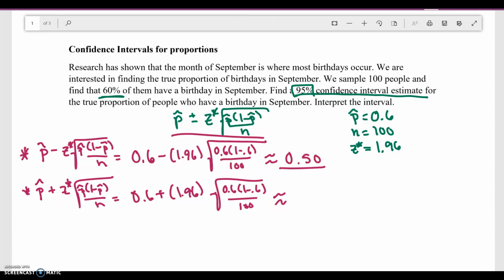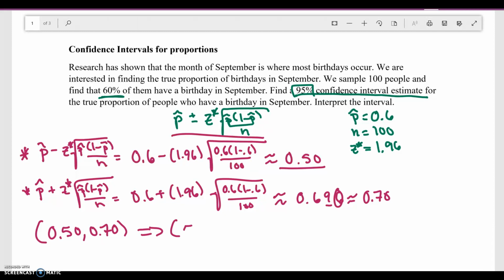So now when I put that in my calculator, what I ended up getting was about 0.69. Now notice that there's a 6 here. When I round this up, it actually goes up to about 0.70. Okay. So my confidence interval estimate is between 0.50 and 0.70. If you really wanted to change this to a percentage, it will be between 50% and 70%. So this is where my confidence interval estimate is.